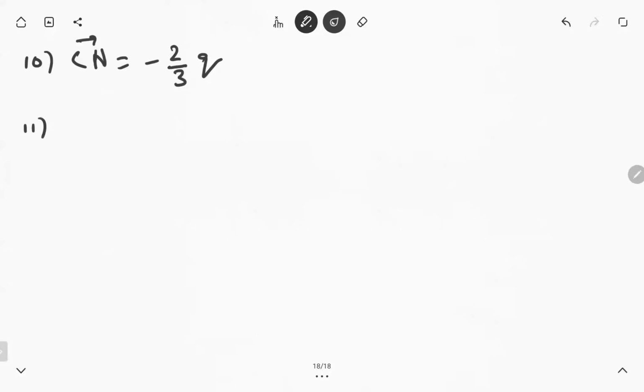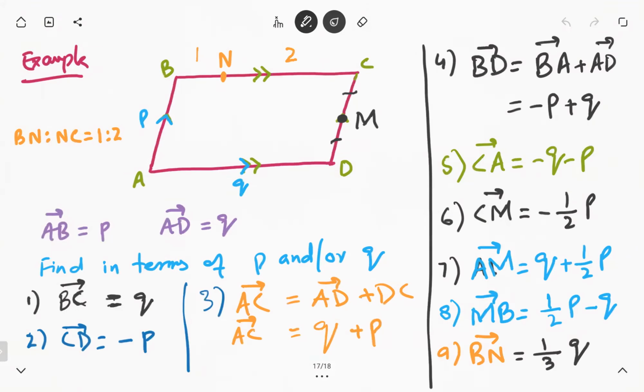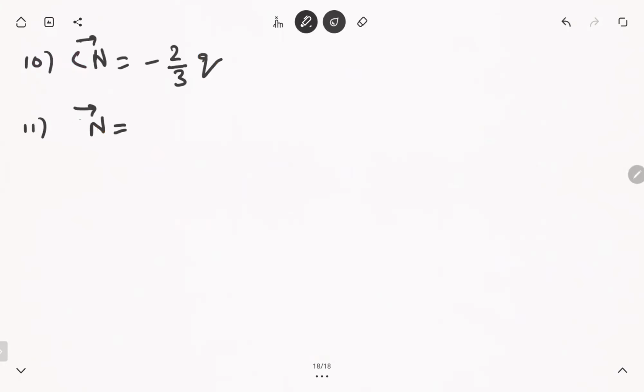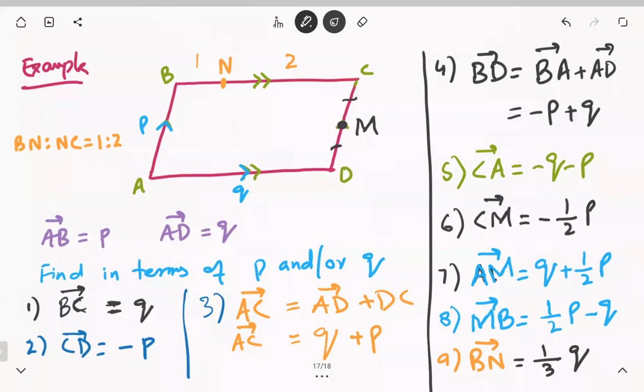11th, next you need to tell the vector BN. Sorry, is BN done? Oh, not that. Oh sorry, DN. You need to tell the vector DN. Here is the diagram, DN.